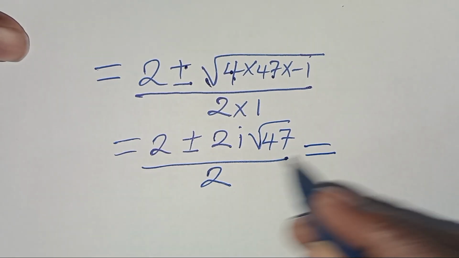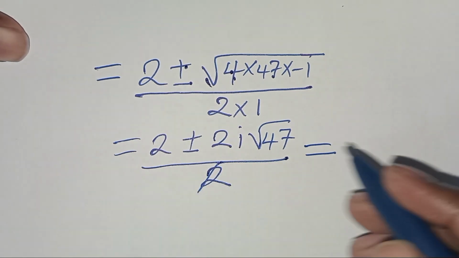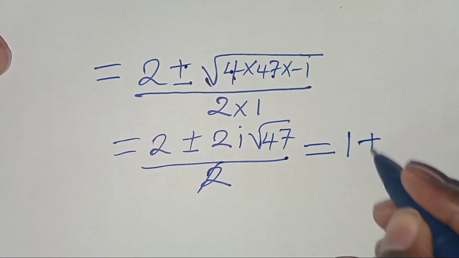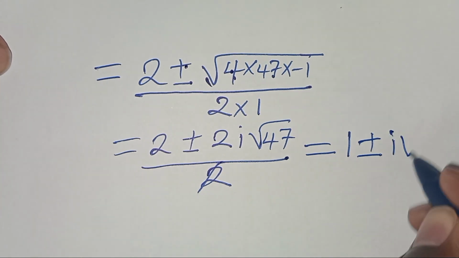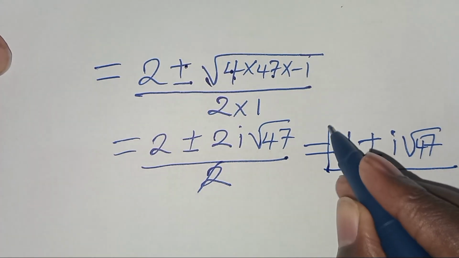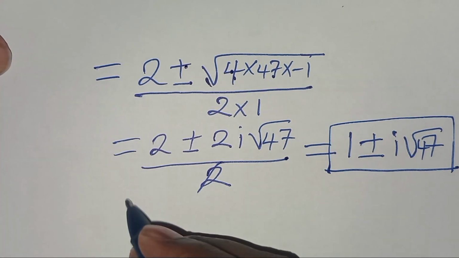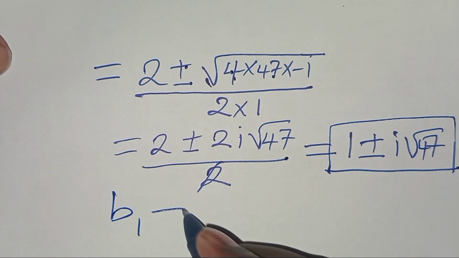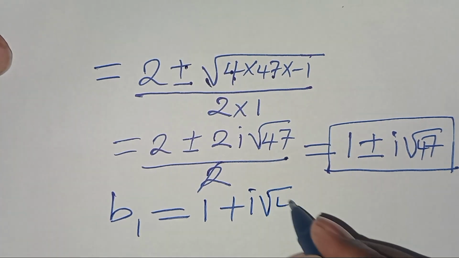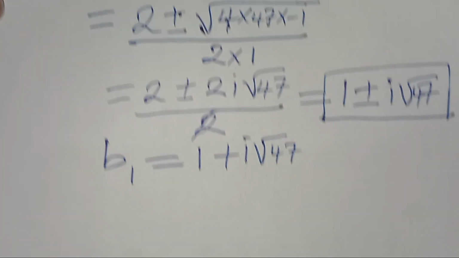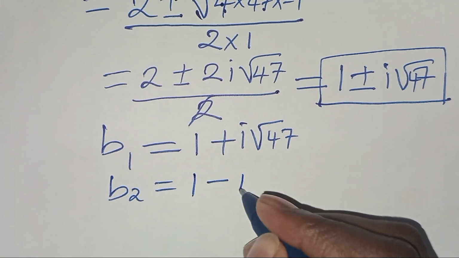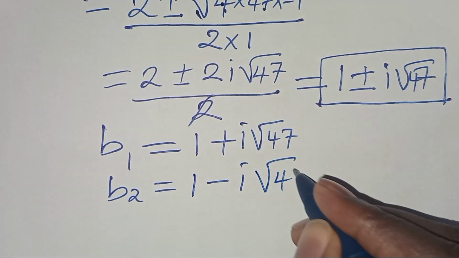So this is essentially, if you simplify here, the same thing as 1 plus or minus I square root of 47. Okay, so that means that we have two possible values of B. That's B1. B1 is 1 plus I square root of 47, and B2, this is equal to 1 subtract I square root of 47.